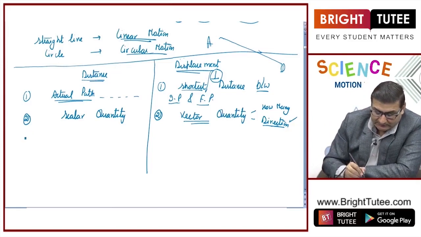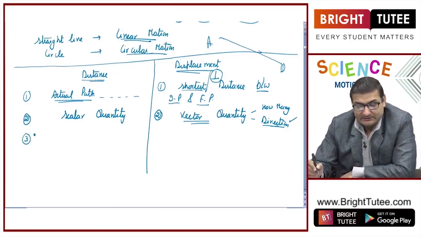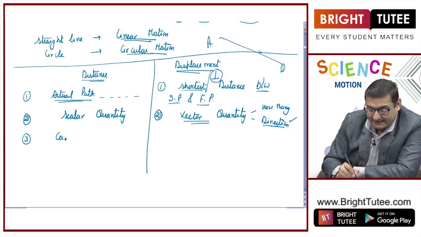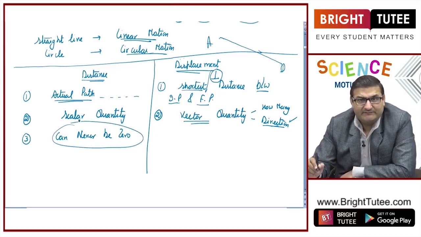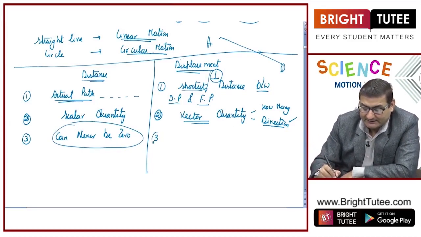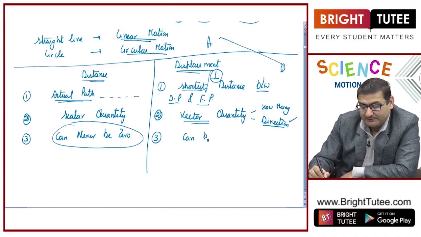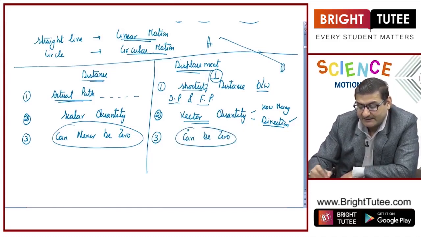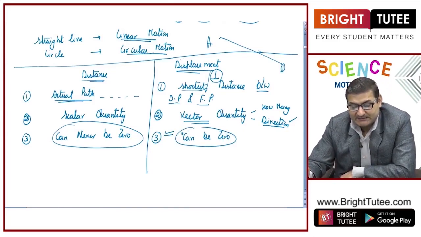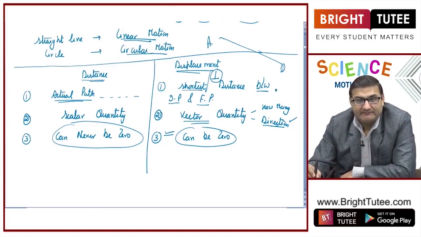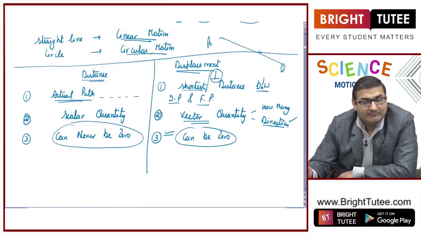Fine. Now, the third difference between them is that the distance travelled can never be 0. It can never be 0. If I have travelled any path, it has a particular value. It can never be 0, but displacement can be 0. Now, this is very important that you need to relate. What we have told is that displacement is the shortest distance between the initial point and the final point.